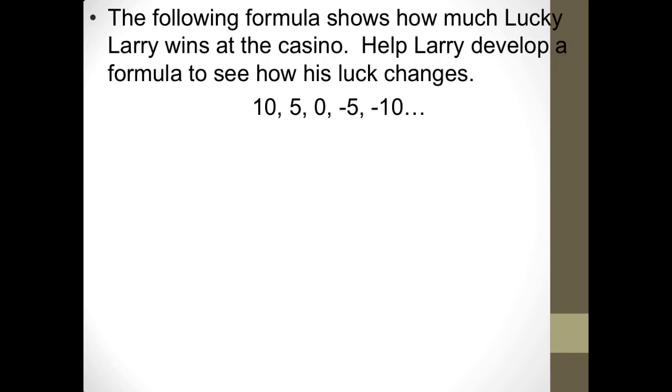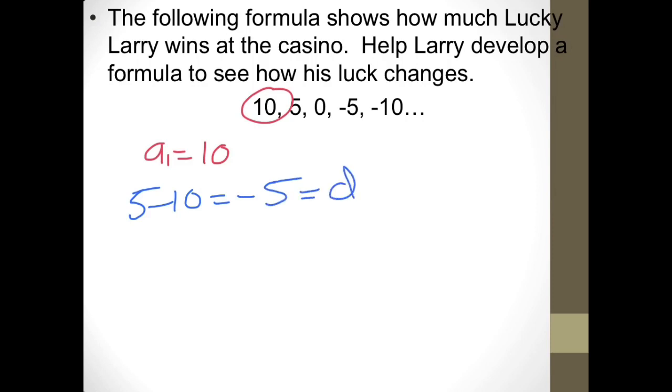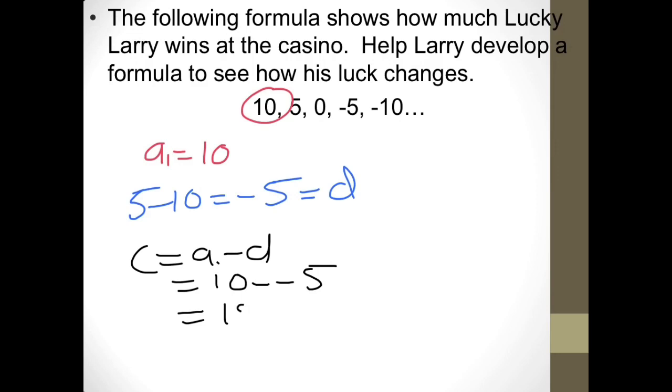Alright, let's go ahead and take a look. So our first term is A1. That's 10. As we go from 10 to 5, so 5 minus 10, we see that he is losing $5 with each bet. So that's going to be your common difference. My last thing is to find C. And we know that C is A1 minus D, which in this case is 10 minus a negative 5, which means that C is going to be a positive 15.